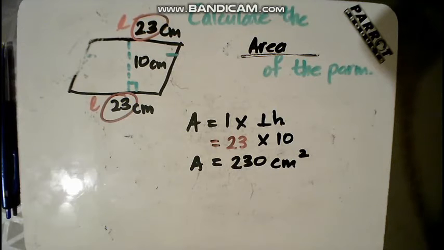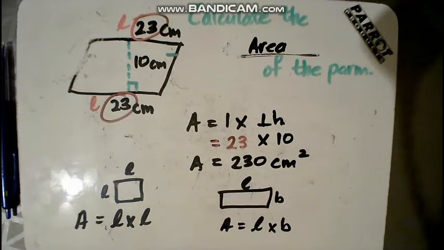Area of a square is very simple. Length squared. Area of a square will be L times L. Area of a rectangle will be L times B. Right, and then the hardest one I think will be a rhombus. The rhombus will be a bit more challenging. So I think we'll do the area of a rhombus.